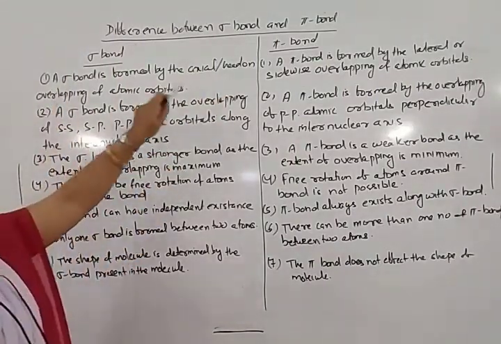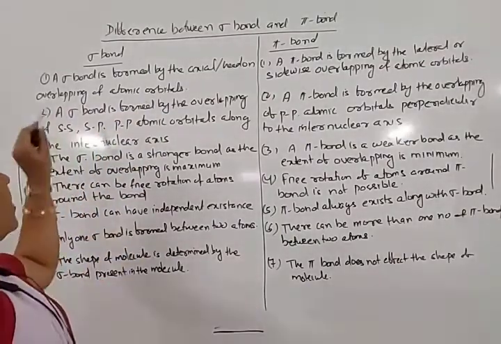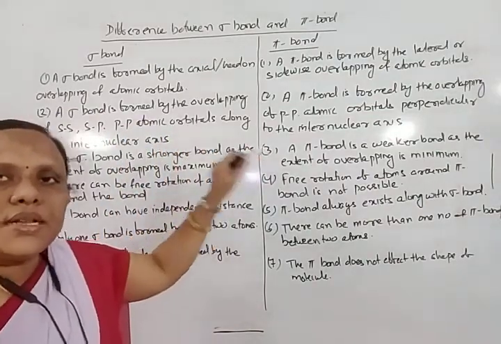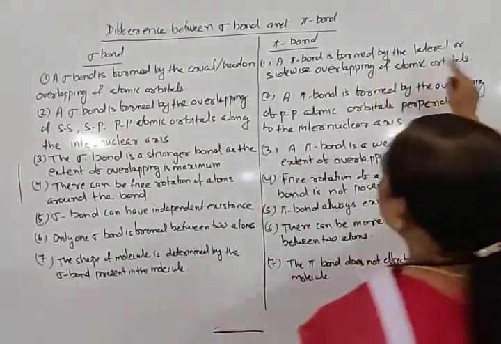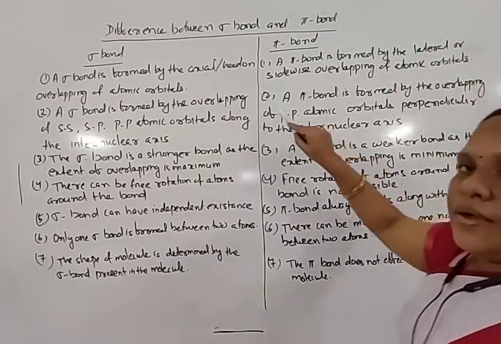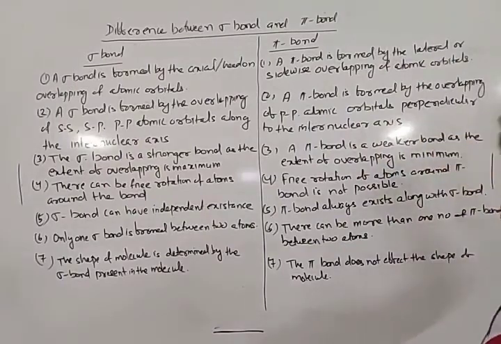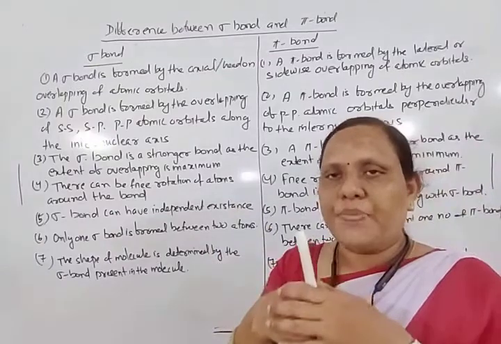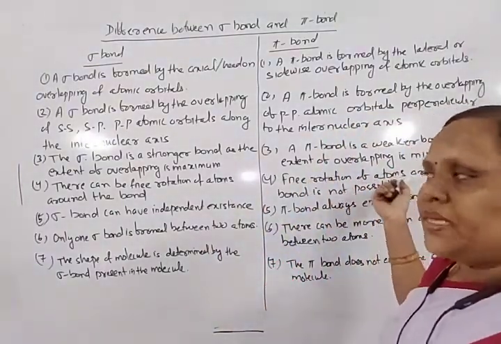A sigma bond is formed by the axial or head-on overlapping of atomic orbitals, among s-s, s-p and p-p atomic orbitals along the internuclear axis, while a pi bond is formed by the lateral or sidewise overlapping of atomic orbitals, among p-p atomic orbitals perpendicular to the internuclear axis. So the sigma bond is a stronger bond as the extent of overlapping is maximum, and the pi bond is a weaker bond as the extent of overlapping is minimum.